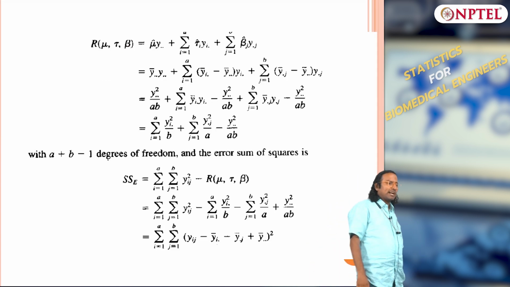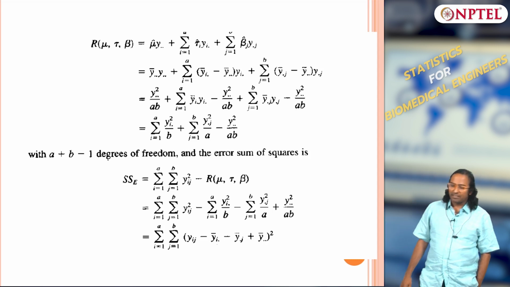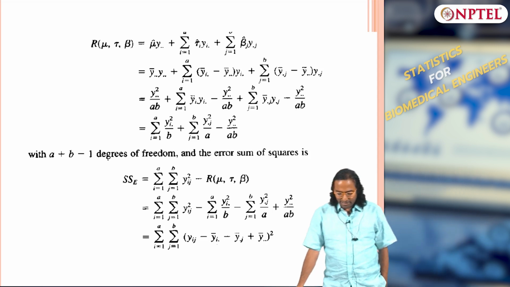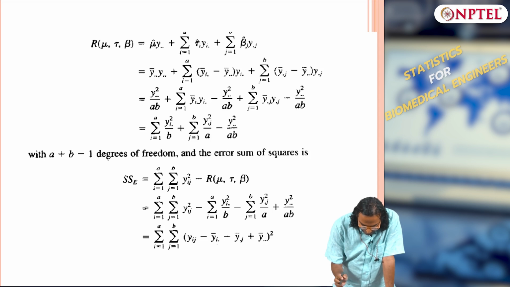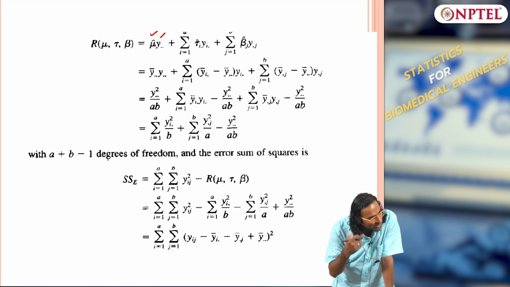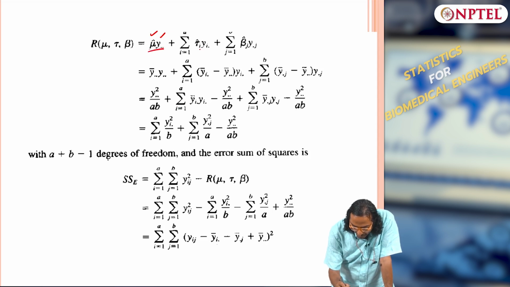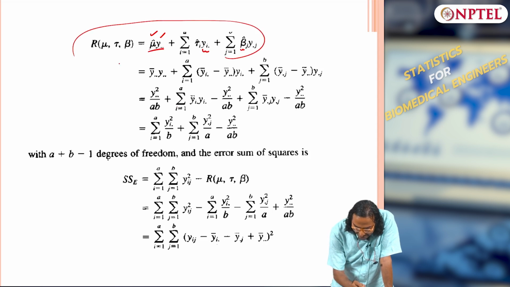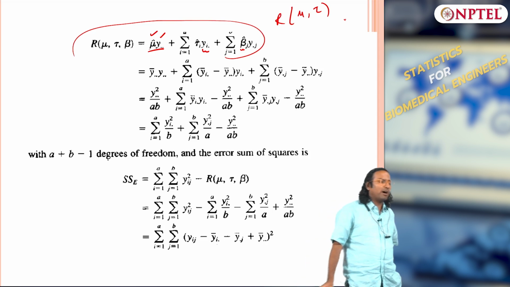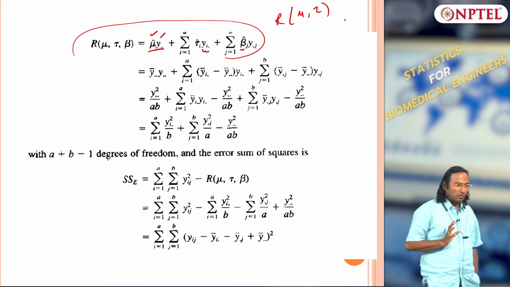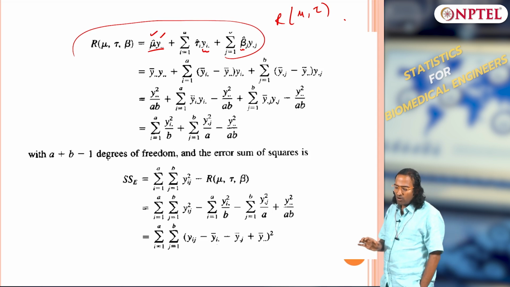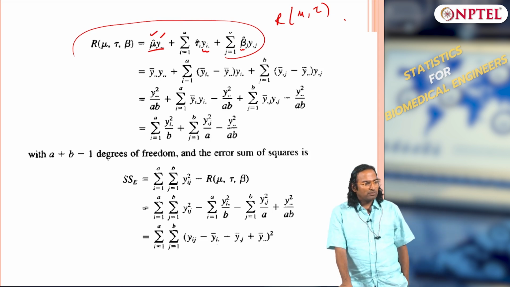Now coming to the R statistics, the variability explained by fitting the model. The overall variability explained by fitting the model is nothing but mu hat times y dot dot, remember y dot dot is the total summation of the grand data, plus tau i hat times y i dot plus beta j hat times y dot j. This is exactly like your R(mu, tau) in your ANOVA. Now we have added up blocks as well. This is the overall variability explained by the model.